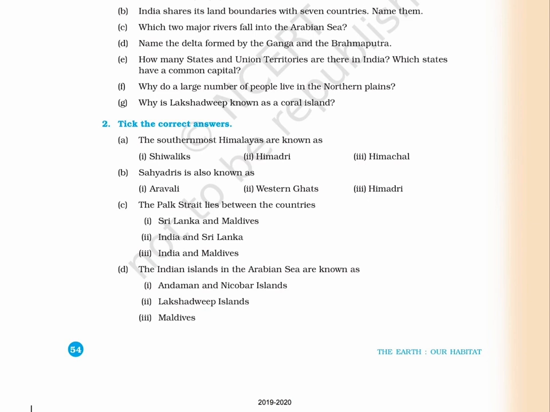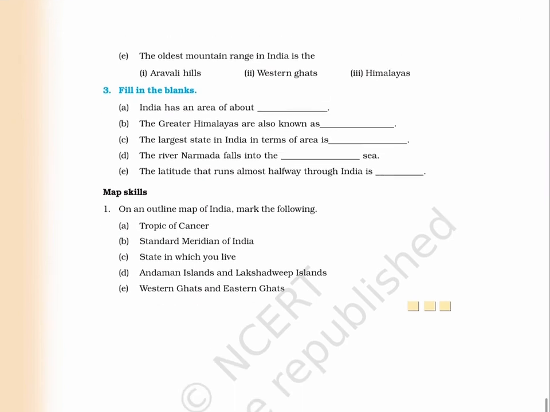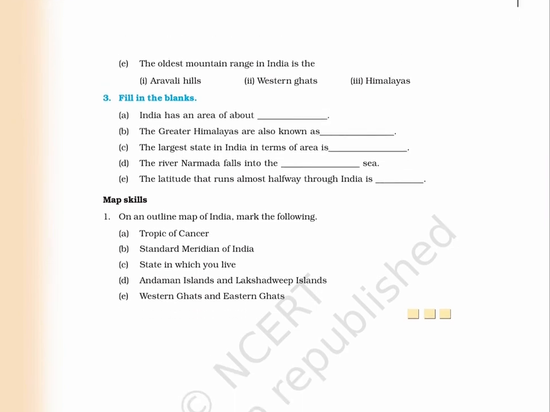3. India and Maldives. D. The Indian islands in the Arabian Sea are known as 1. Andaman and Nicobar Islands, 2. Lakshadweep Islands, 3. Maldives. Page number 55. E. The oldest mountain range in India is the 1. Aravalli Hills, 2. Western Ghats, 3. Himalayas.